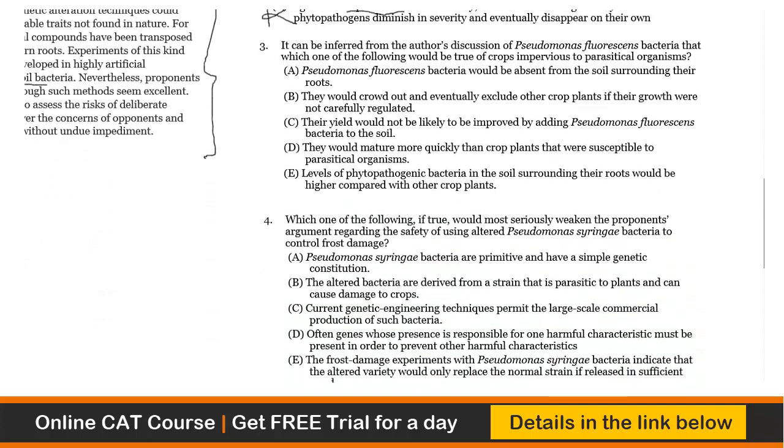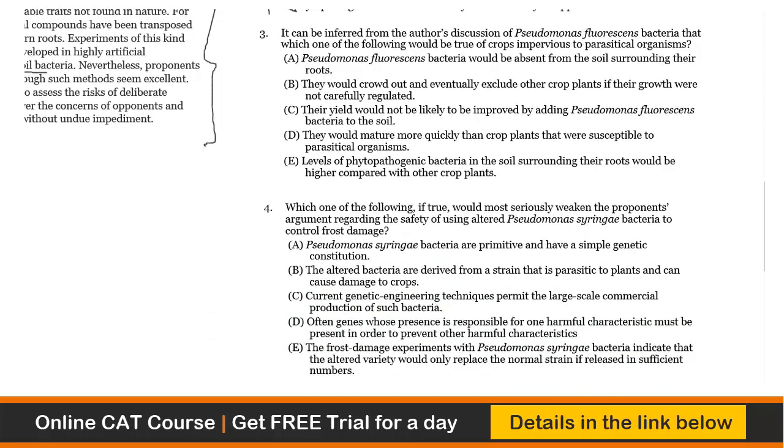Question number 3. It can be inferred from the author's discussion of Pseudomonas bacteria that which of the following would be true of crops impervious to parasitical organisms. So impervious basically means not affected. So if you are impervious to something, that means basically you're not affected by it. So if the crops are not affected by bacteria, that means Pseudomonas will not have any impact on them. Isn't it? So you are adding Pseudomonas because Pseudomonas will benefit.